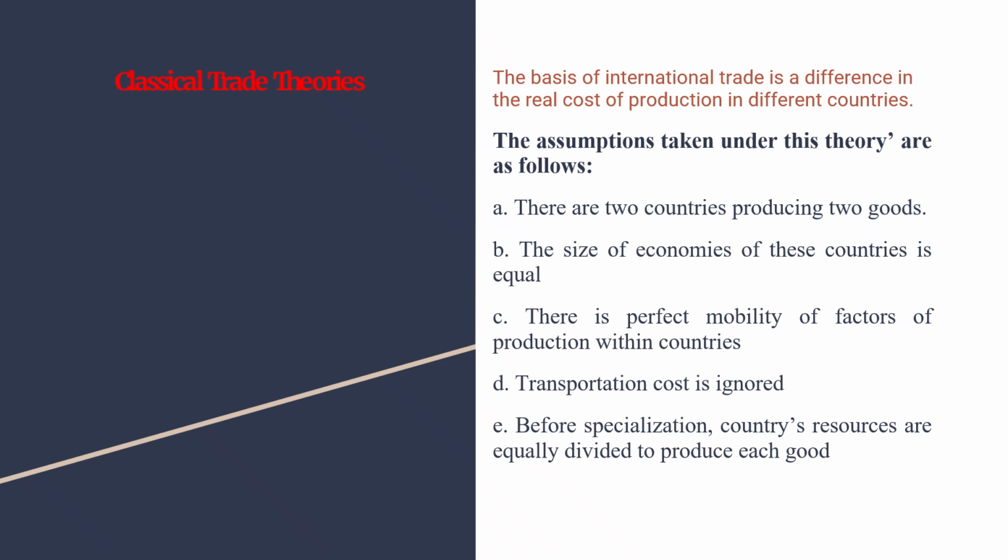The first one is there are two countries producing two goods. The size of the economies of these countries is equal. There is a perfect mobility of factor of production within countries. Transportation cost is completely ignored. The country's resources are equally divided to produce each goods before specialization.